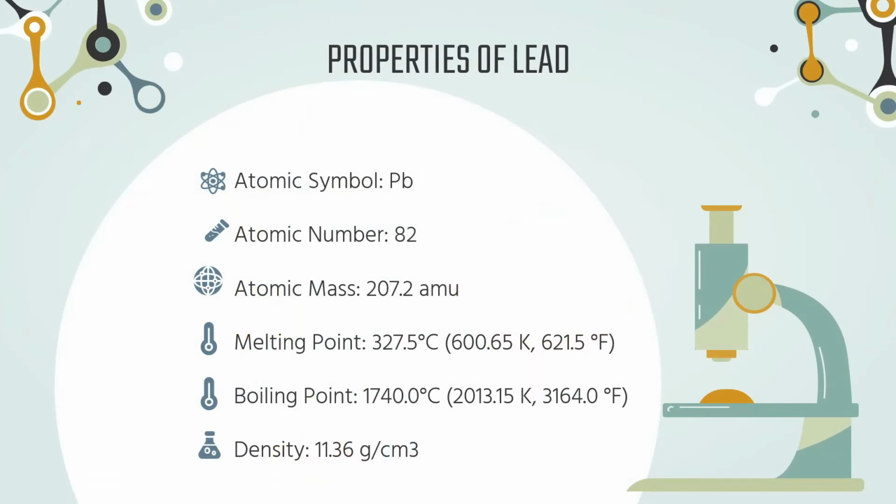Properties of lead. The atomic symbol for lead is Pb, also known as plumbum. Atomic number 82. Atomic mass is 207.2. Melting point is 327.5 degrees Celsius. Boiling point is around 1740 degrees Celsius. And density is 11.36 grams per cubic centimeter.